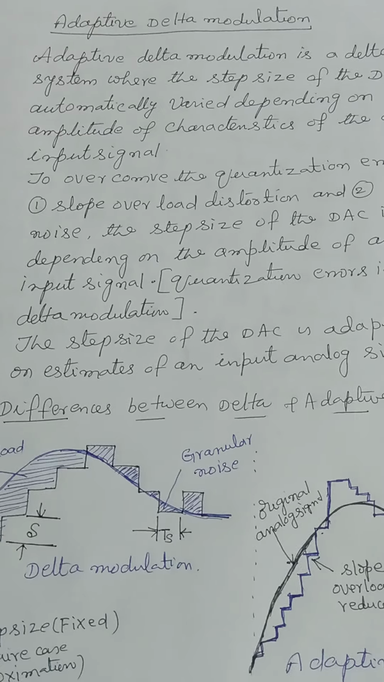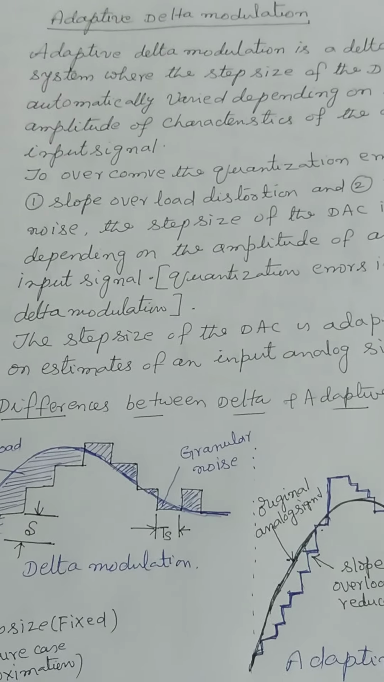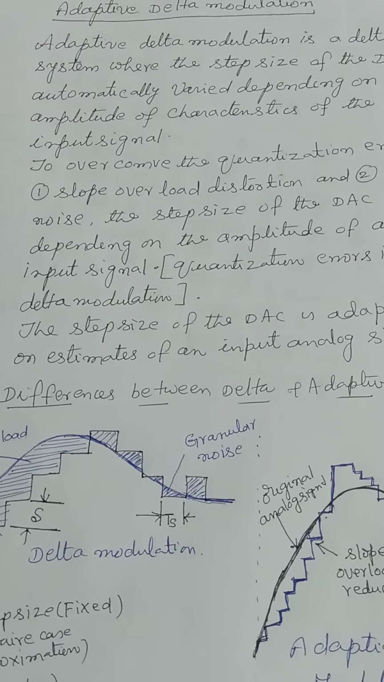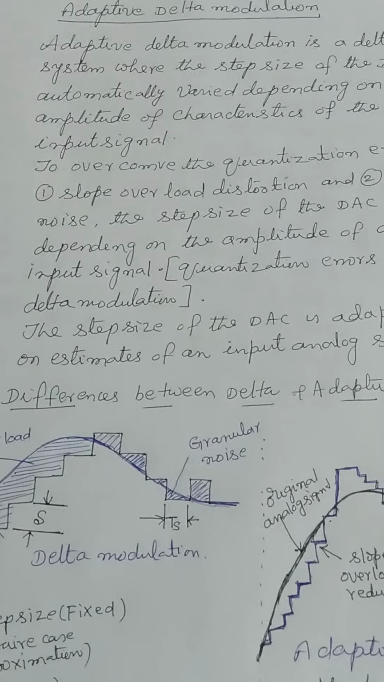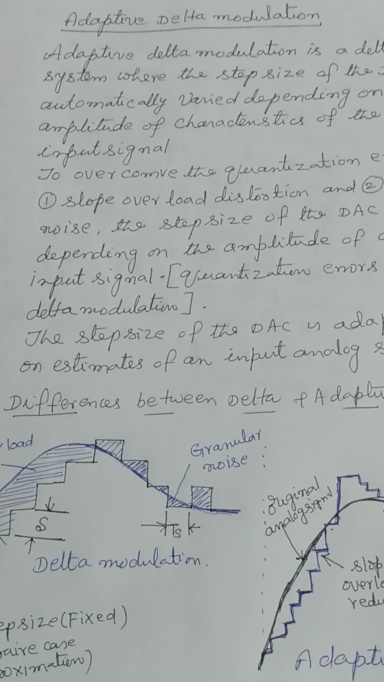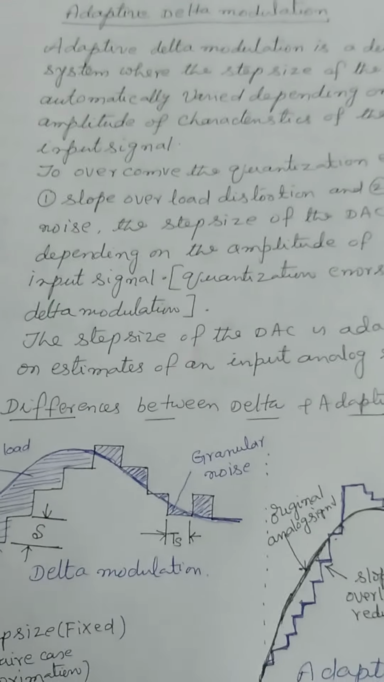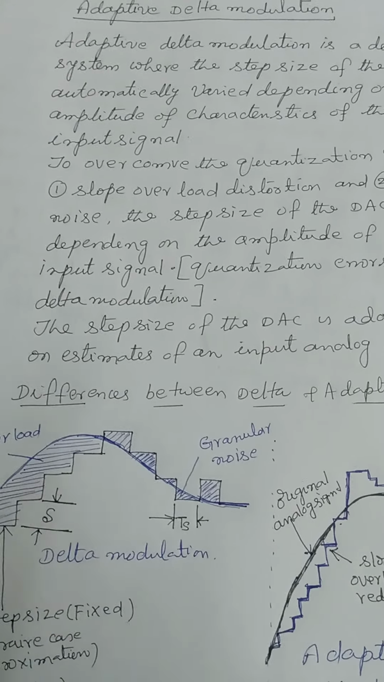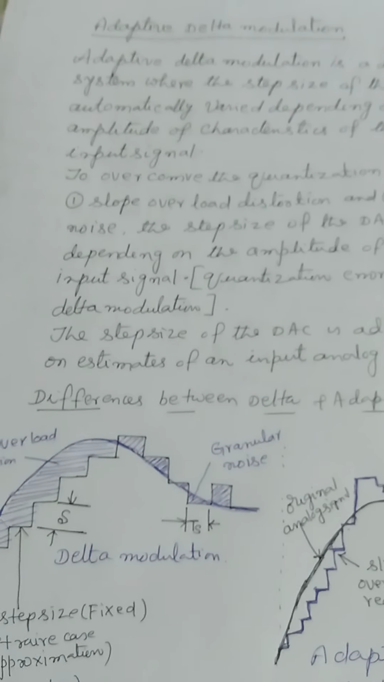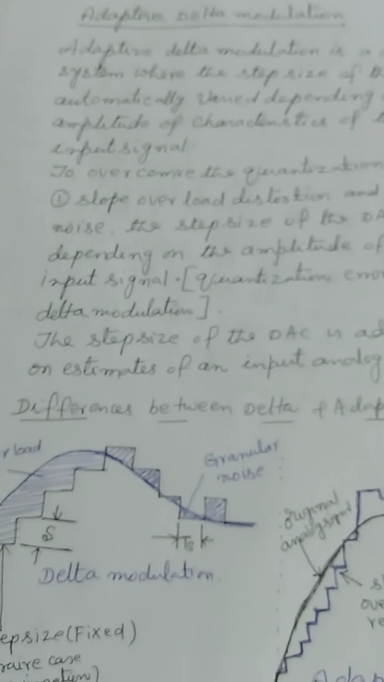What is the difference between delta modulation and adaptive delta modulation? In delta modulation, the step size of the digital to analog converter is fixed, whereas in adaptive delta modulation, the step size of the digital to analog converter is varied depending on the amplitude characteristics of the input analog signal. What is the advantage of changing the step size according to the analog input signal?